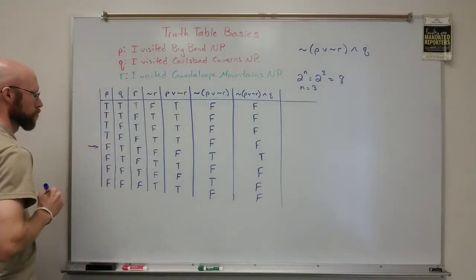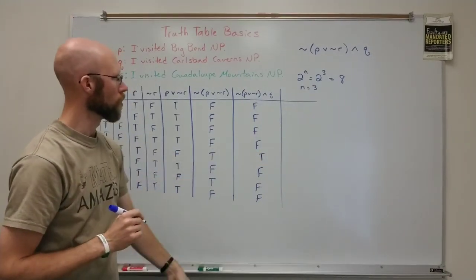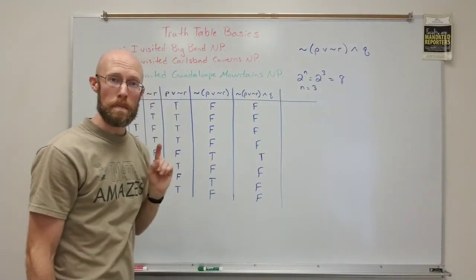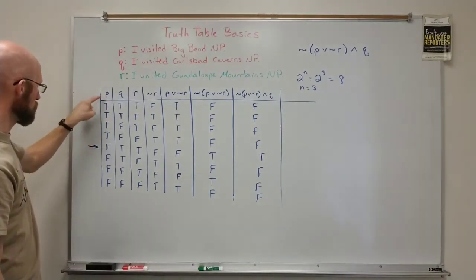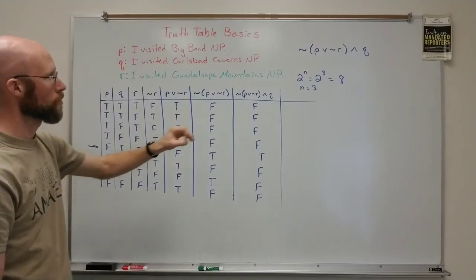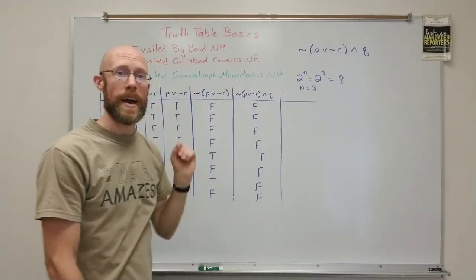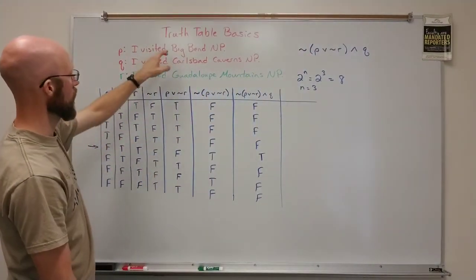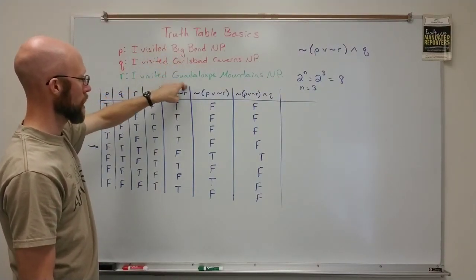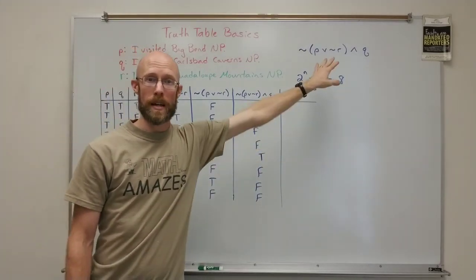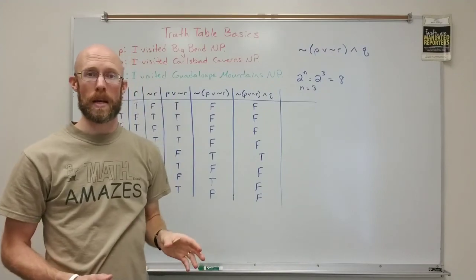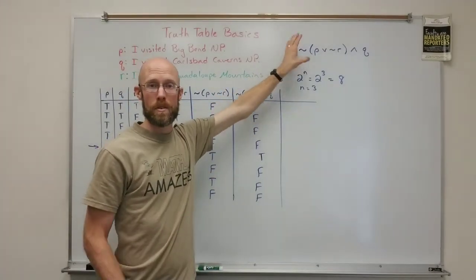Basically, this row is the only true row. So in order for my complex statement to be true, it must be the case that P is false, Q is true, and R is true. So in order for this statement to be true, I have to have not visited Big Bend, but I would have had to visit Carlsbad and Guadalupe in order to make that true, okay? Everything else, any other combination would have made this final statement false, okay?